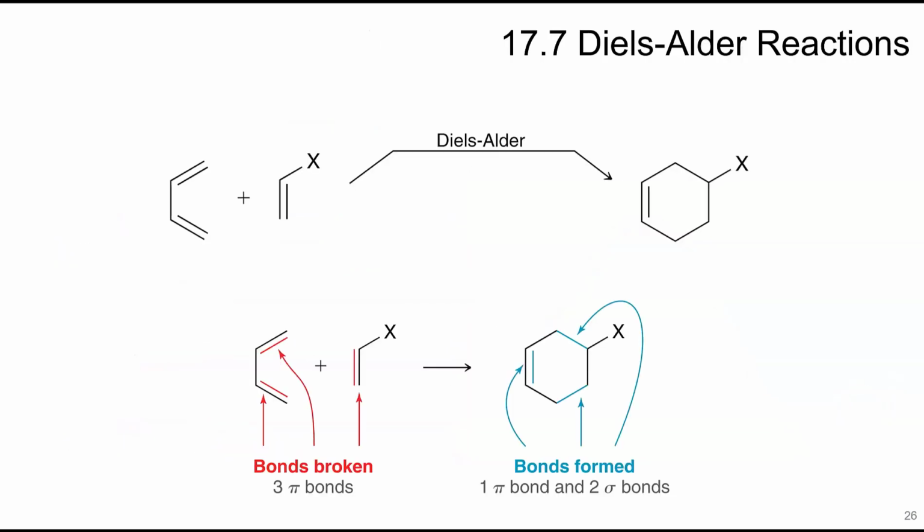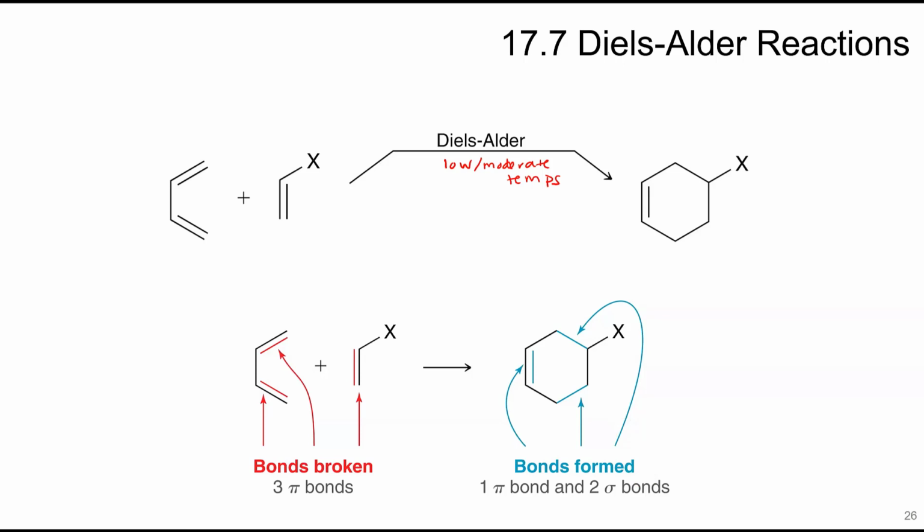Most Diels-Alder reactions are thermodynamically favored at low and moderate temperatures. So we want to do this at low temps. So you can see which bonds here are being broken. We have 3 pi bonds being broken, and then 1 pi bond and 2 sigma bonds that are being formed.